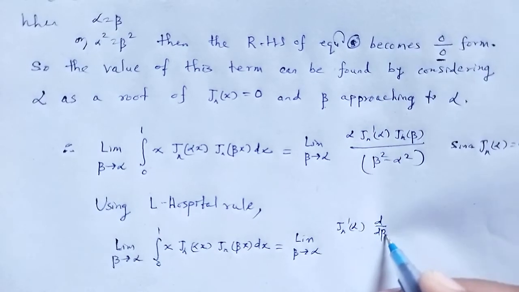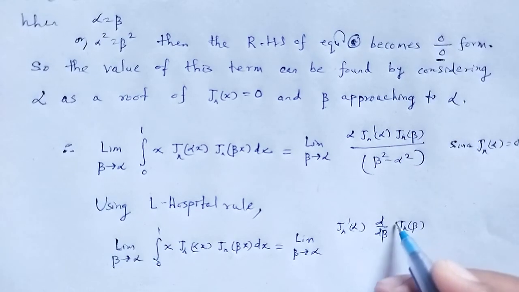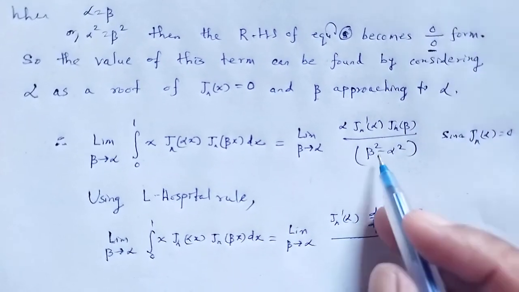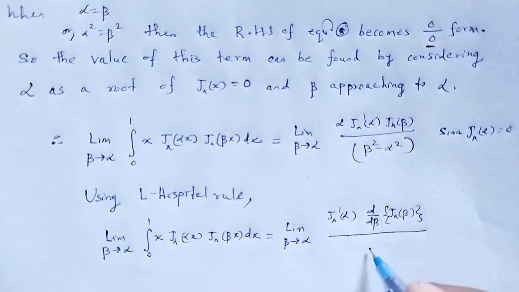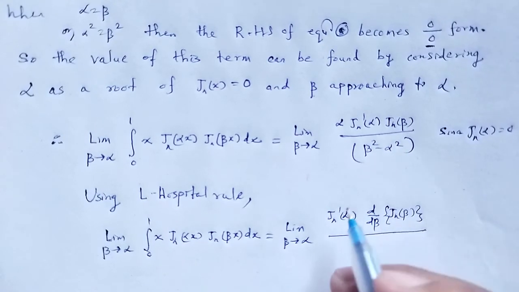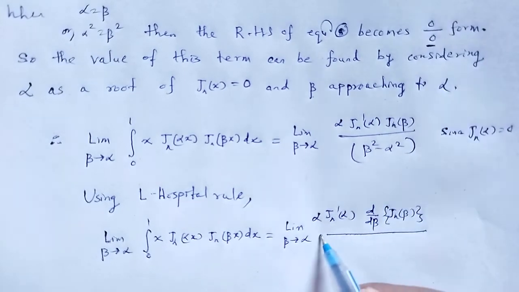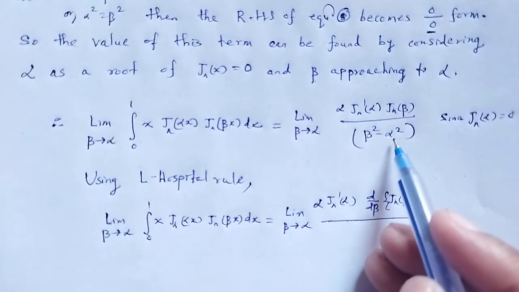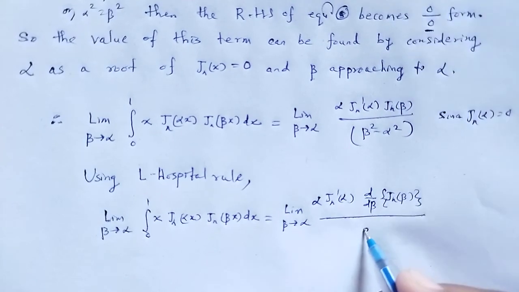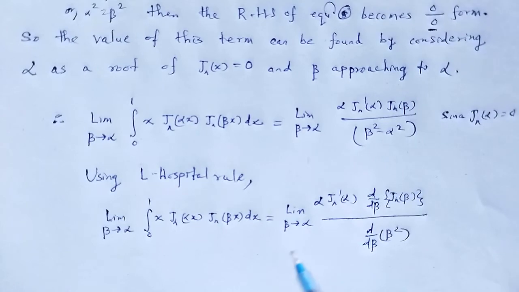divided by, again the differentiation of this, here also a term alpha will be there. Since the differentiation of alpha will be 0, only beta square exists, that is d by d beta of beta square.